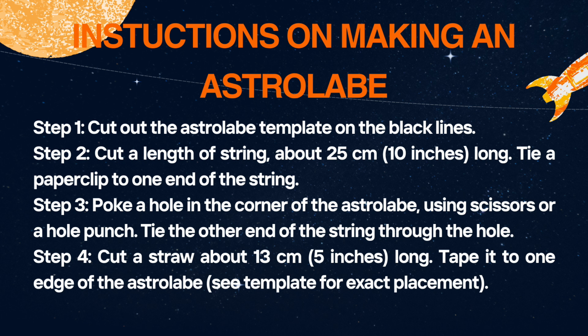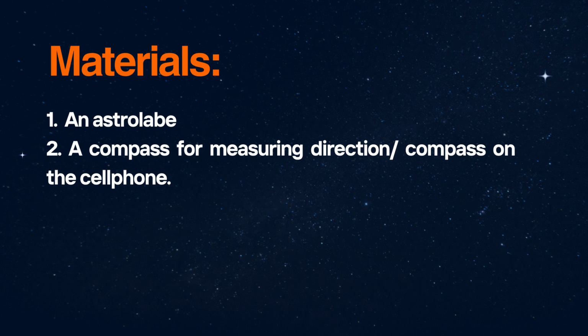Lastly, cut a straw about 13 centimeters or 5 inches long. Tape it to one edge of the astrolabe. See the template for exact placement. We have here two materials, an astrolabe and a compass for measuring direction, or a compass on the cell phone.